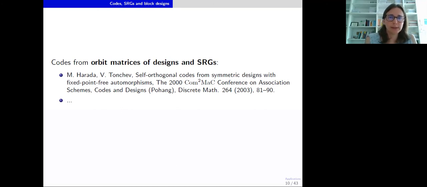But these orbit matrices can also be used in order to obtain linear codes with nice properties. One of the papers that started to use orbit matrices of designs to obtain codes is this paper written by Harada and Tonchev, in which they gave a construction, a method for obtaining codes that have the property of being self-orthogonal. Nowadays, this study of construction of codes from orbit matrices of designs and strongly regular graphs is developed further, and you can find it in other papers too.